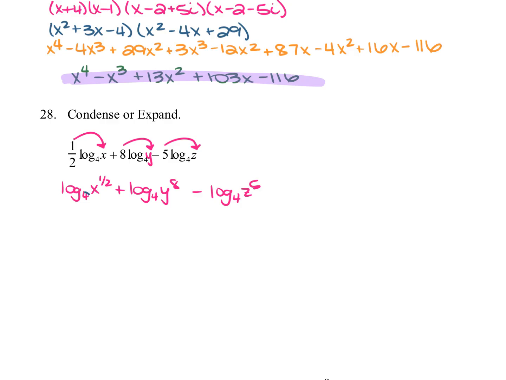Your 1/2 power is the square root on x. So from here, we're going to change our addition to multiplication to give us log 4 of this square root of x times y to the 8th. So I'm going to write that as y to the 8th times the square root of x, so we can tell that that x is the only thing that's underneath that radical. Lastly, we write subtraction as division. So it's going to give us log 4 of y to the 8th times the square root of x all over z to the 5th.